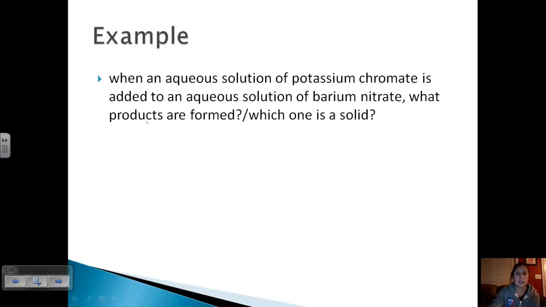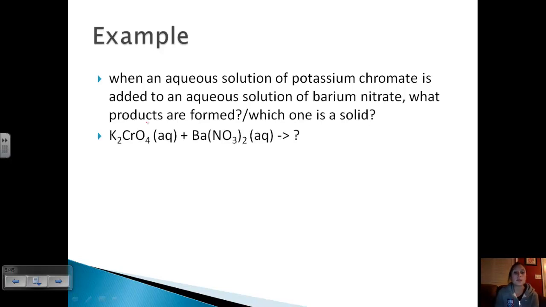Okay, so let's look at an example. So when an aqueous solution of potassium chromate is added to an aqueous solution of barium nitrate, what products are formed and which one is a solid? So remember all the stuff that we talked about with naming compounds, making sure that your compound was neutral, that the charge is balanced out. All of this stuff is going to, again, become important. And so that's why all this stuff keeps cycling. You're never kind of losing it. It's always coming back up.